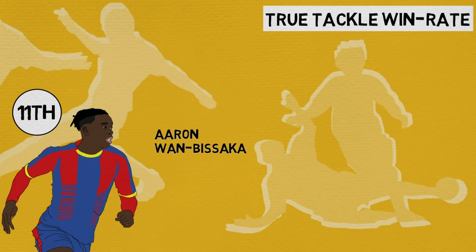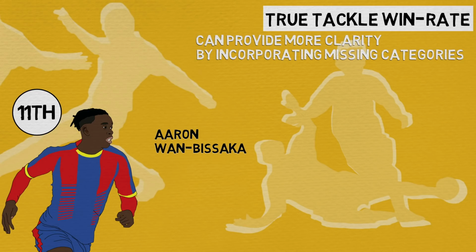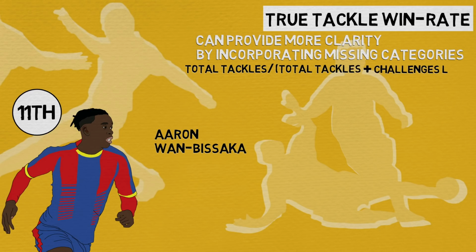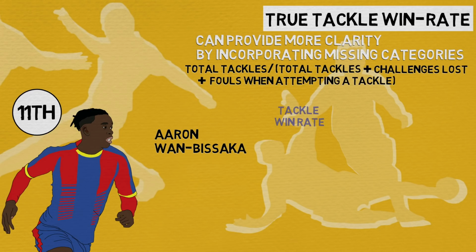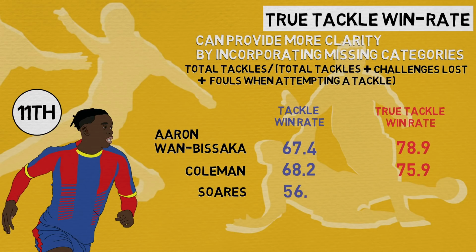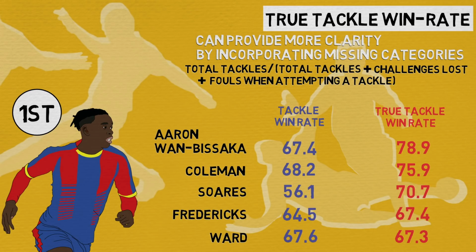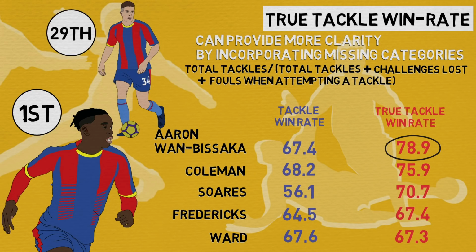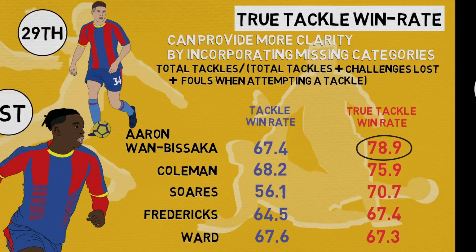But using true tackle win rate can provide more clarity by incorporating missing categories with the equation of total tackles per total tackles plus challenges lost plus fouls when attempting a tackle. Through this metric, Wan-Bissaka is top with 78.9% true tackle win rate, and Martin Kelly is down in 29th, which is much more accurate.